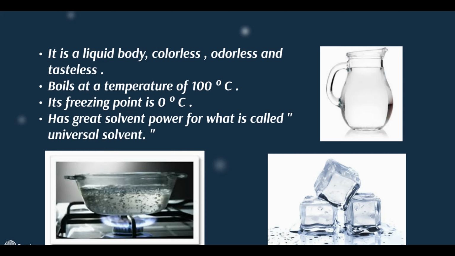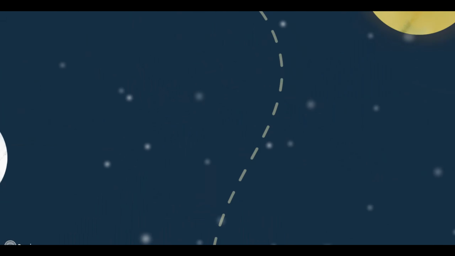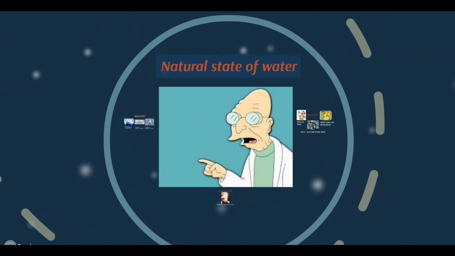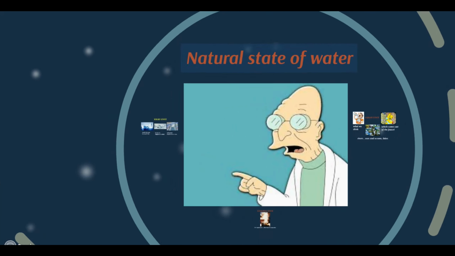It has great solvent power, what is called a universal solvent. So, here we have some important characteristics about water. Please don't forget that water is an important liquid for all human beings. In this part, we are going to see about some natural states of water and its classification.